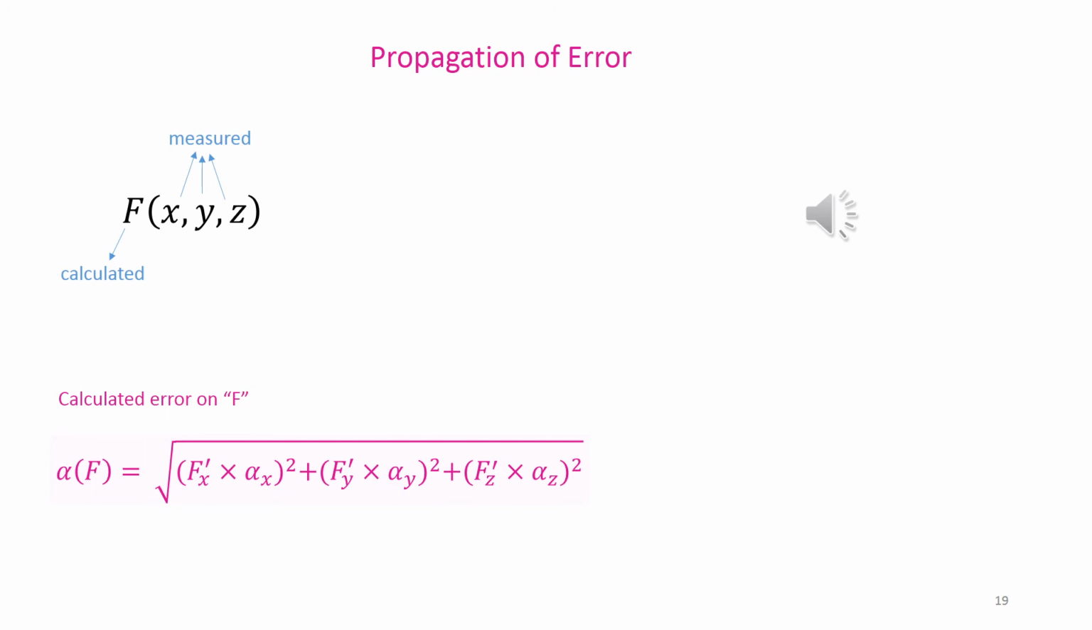هيدي 0.001 هي الألفا x هي ال error on the measured x. نفس الشيء لل y ولل z. So اللي بدكم تعملوه to find the error on f the calculated variable you have to derive your f partially with respect to x, with respect to y, with respect to z.